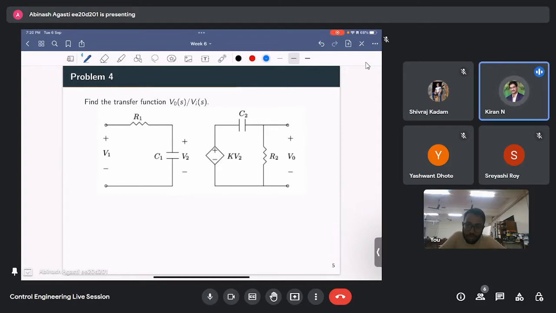So there is no connection between those two circuits. Okay. So first, let us write the KVL for this circuit and find the transfer function here. Just give me the transfer function between V2 and V1.